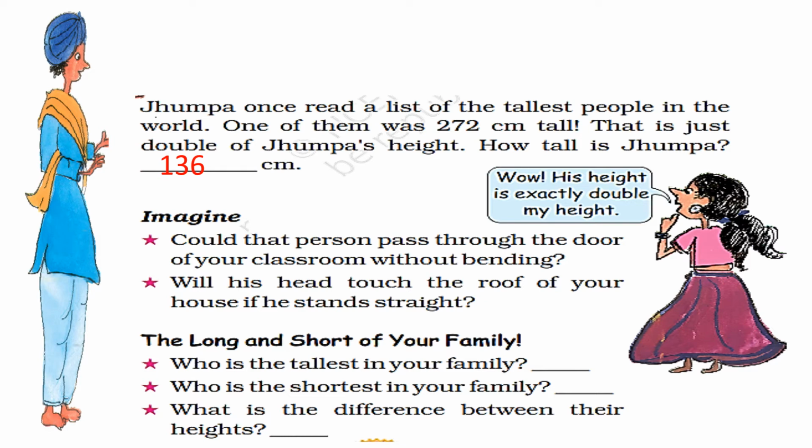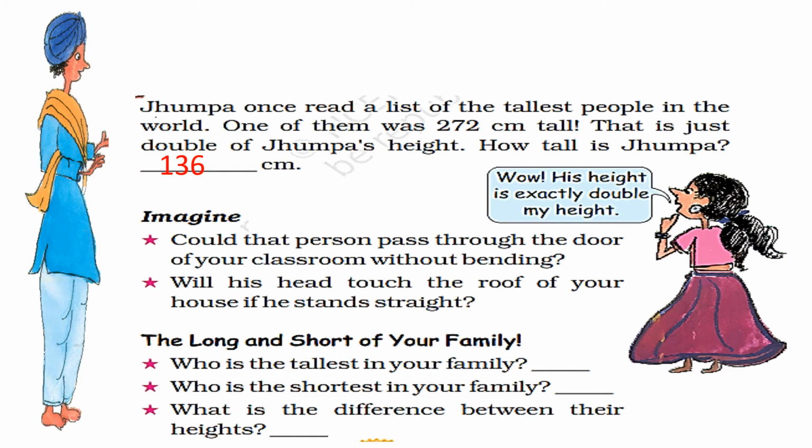Could that person pass through the door of your classroom without bending? For this, you have to measure the door of your classroom. If it is less than 272, then the person needs to bend to enter the classroom. Will his head touch the roof of your house if he stands straight? So if your house has a roof that is more than 272 centimeters, then the head of the person will not touch the roof.